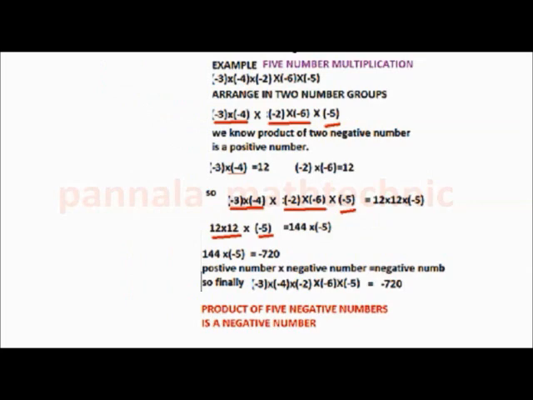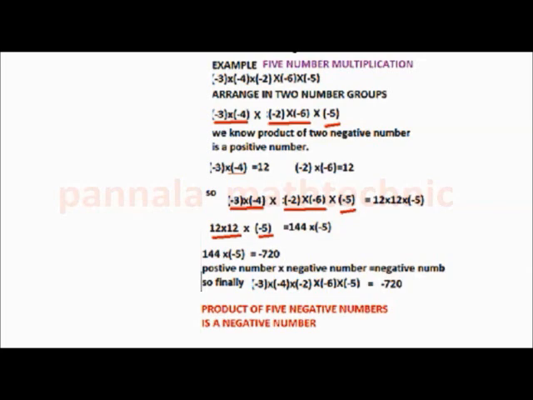So now 5 number multiplication. Take 5 negative numbers and make groups. So 3 groups will be forming, 2 two-number groups and a single number group. Minus 3 multiplied by minus 4 becomes 12. And another group, minus 2 into minus 6, that is 12 again. So a negative multiplied with a negative gives a positive.